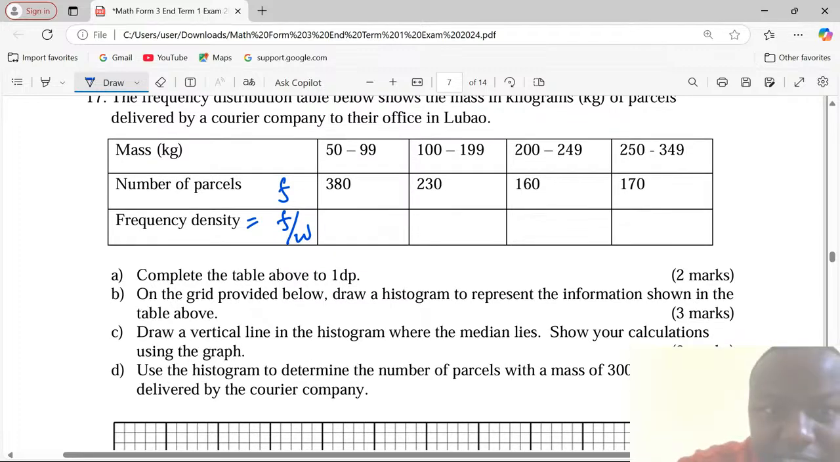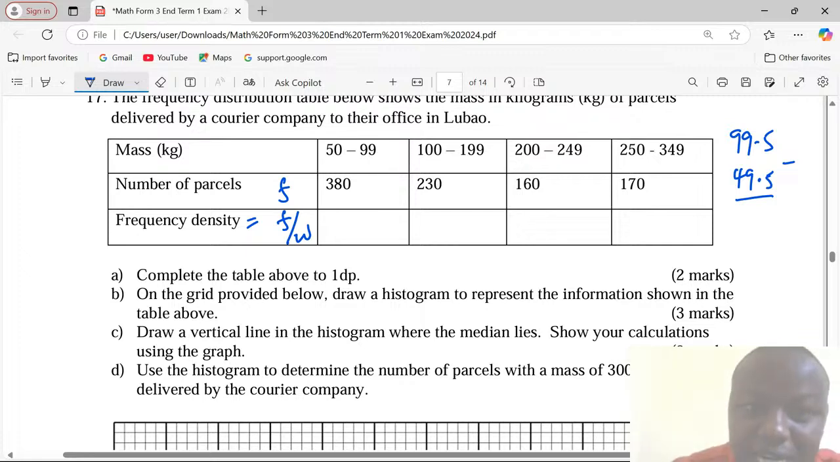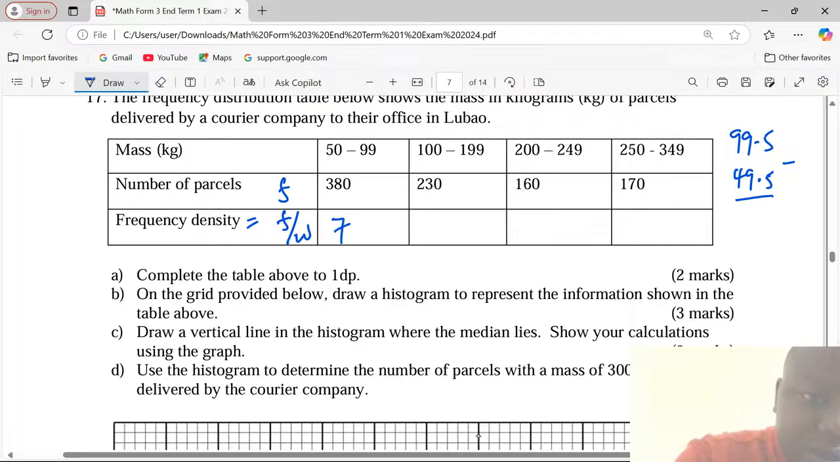So the first class is running from 50 all the way to 99, whereby you should know that for us to get class length, we need to get the interval. For us to get the interval, which is the length, we need the upper limit 99.5 minus the lower limit 49.5. You just subtract. This is going to be 50. So we will take now a frequency of 380 divided by 50. This is 7.6. We have been told to 1 decimal place, 7.6.